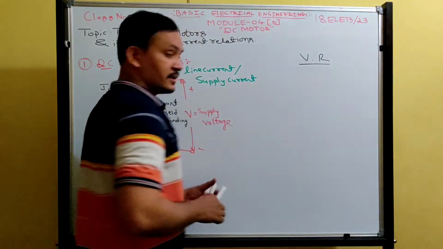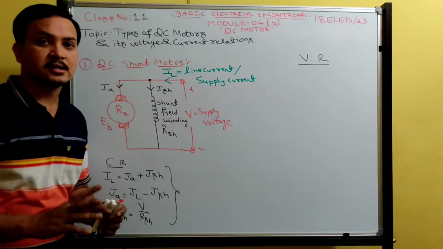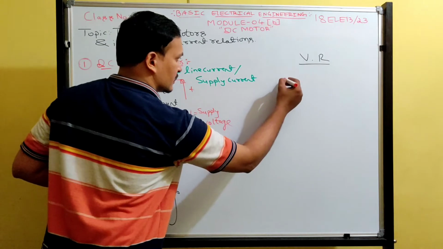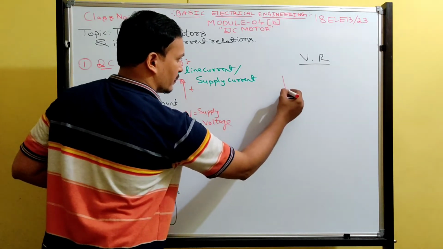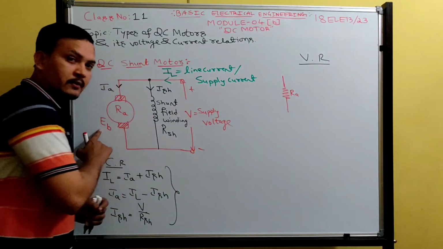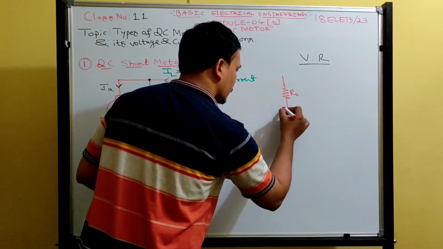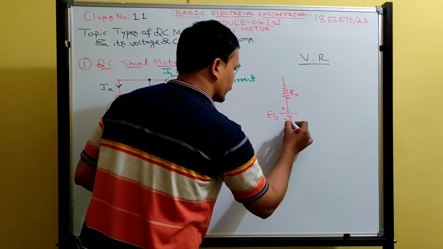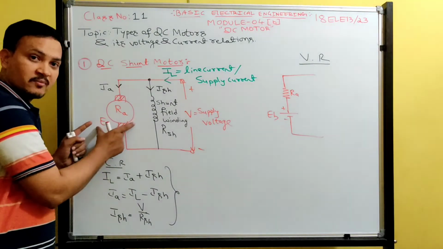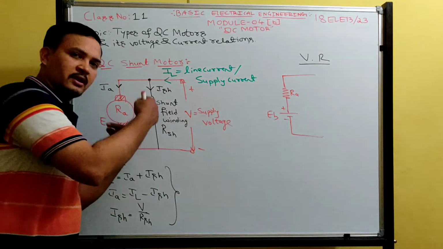While writing the voltage relation, you must replace the motor by its equivalent circuit. So what does the motor have? Armature resistance, and the motor will develop back EMF. So back EMF is this one, plus minus EB. I have represented the machine symbol by its equivalent circuit. Whatever else is there, you write everything as it is.